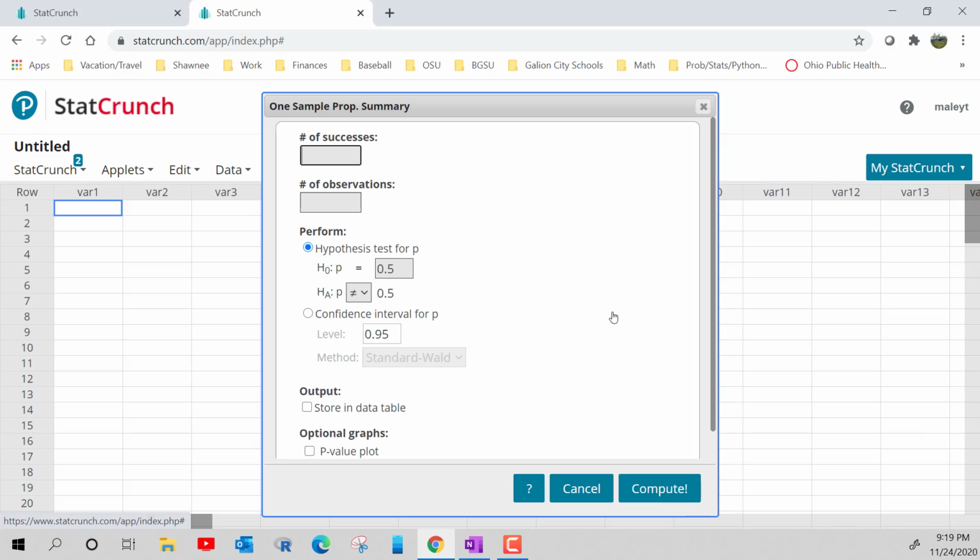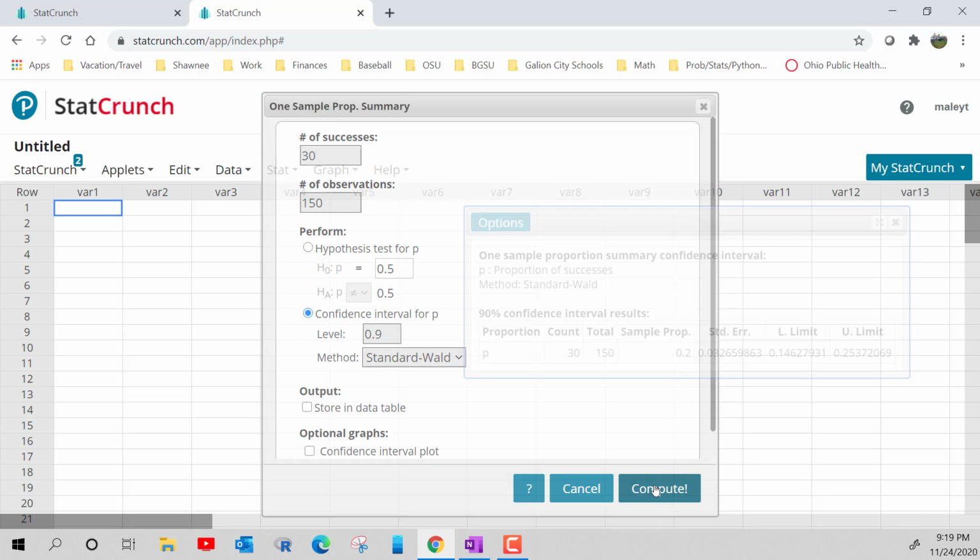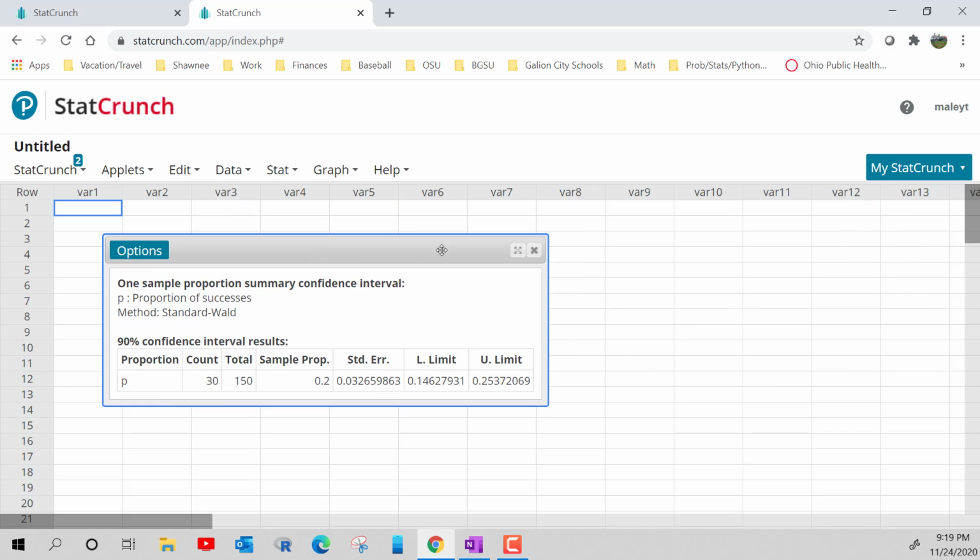But we're going to go with summary, and then the number of successes is your X. So we put 30 in here. The number of observations is 150, that's your sample size. Then we're doing a confidence interval, so you need to hit this button here. The level I'm after is 90%, which is 0.9. You just leave that be the same, and then hit compute. And I get this table.